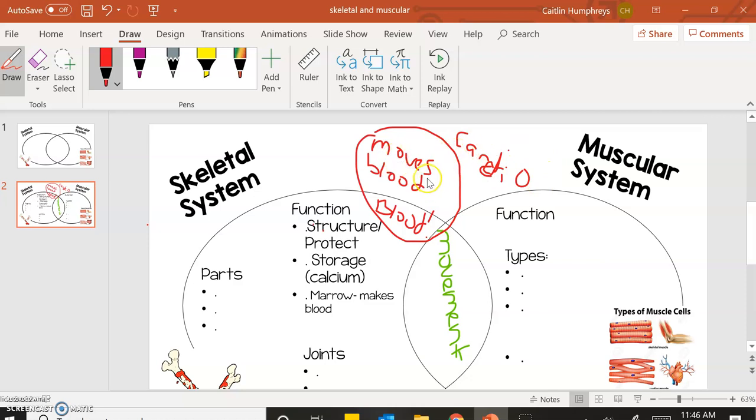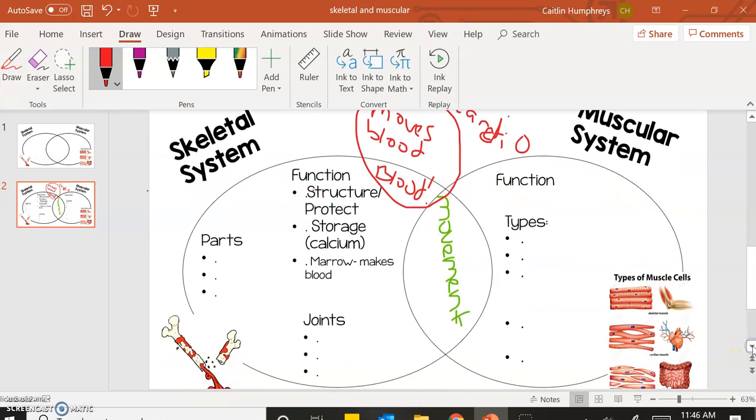Our cardiovascular system moves our blood. Our skeletal system makes our blood. So they have blood in common. So we could absolutely, definitely say that the skeletal system and cardiovascular system work together. Absolutely. That is a fact. So they have all these functions.